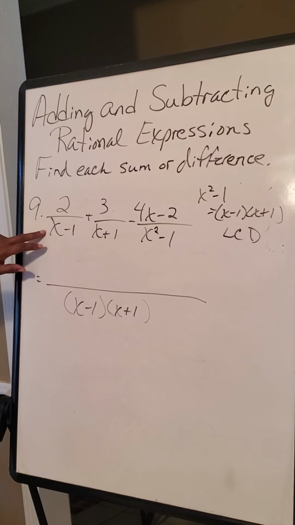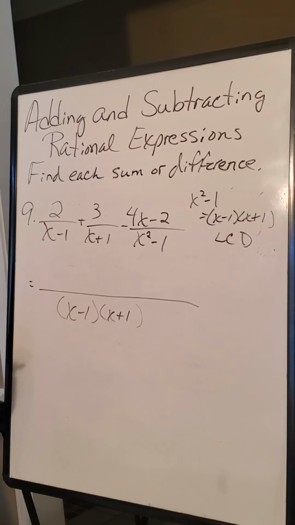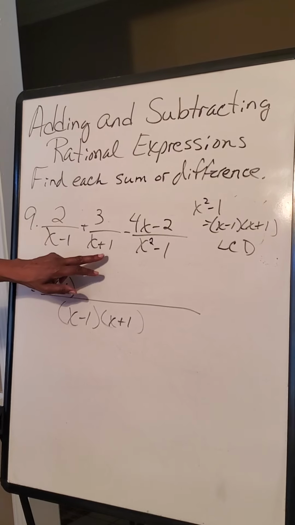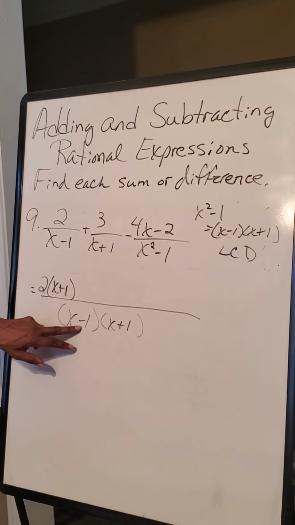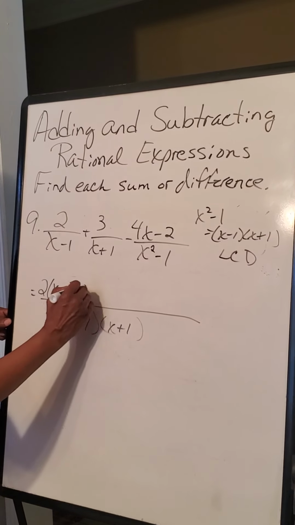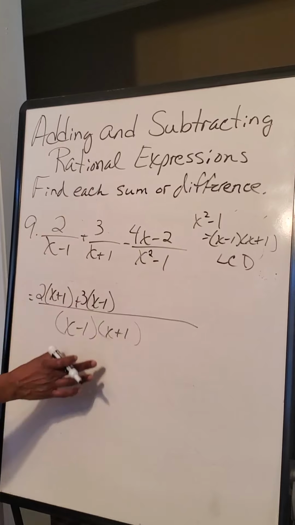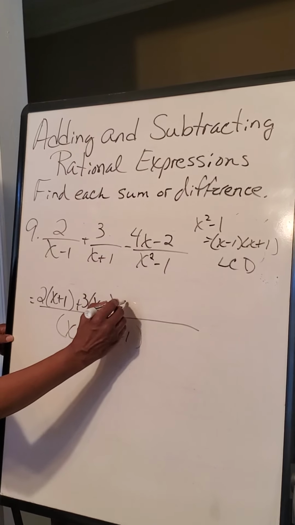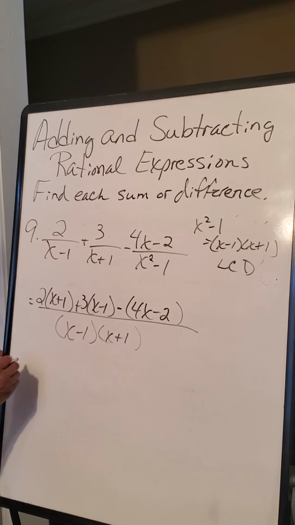As I divide this denominator into my LCD, I'll be left with the x plus 1. So I'll multiply 2 times x plus 1. When I divide this denominator into this LCD, I'll be left with x minus 1. So I'll have plus 3 times x minus 1. And this denominator is exactly this LCD. That's subtraction, so I'll do minus so that we won't mess up on our sign. I'll write it like that.